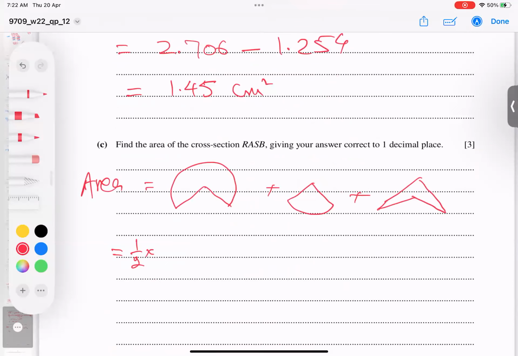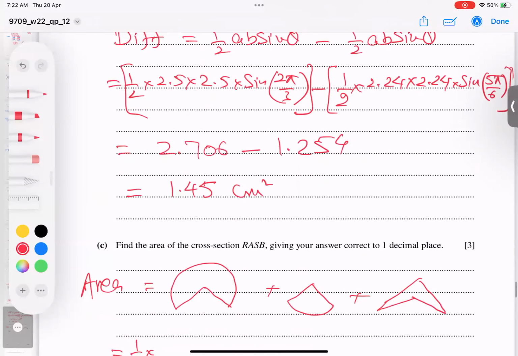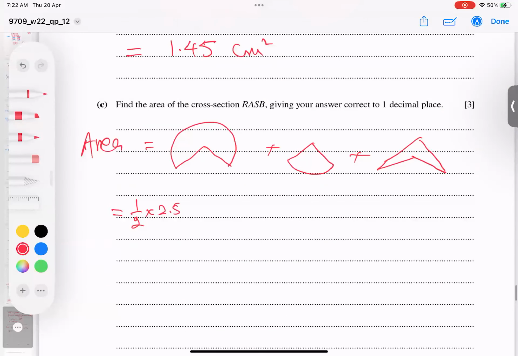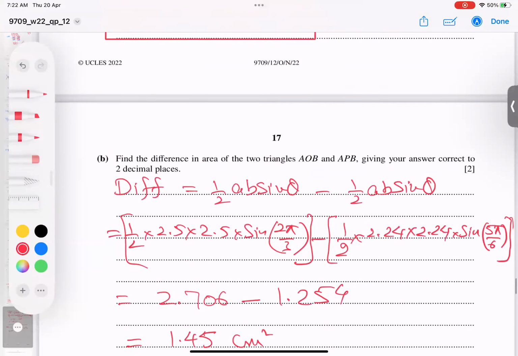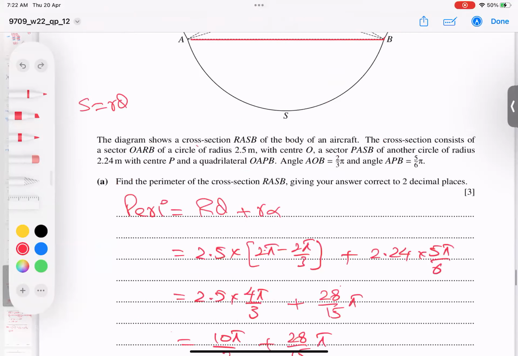Half r square. What is the formula? Half r square theta. What is the radius of the big sector? It is 2.5. Half r square theta. And what is the theta, students? So theta is 2 pi. No, sorry. Because I'm looking for this area, this angle is 4 pi by 3.